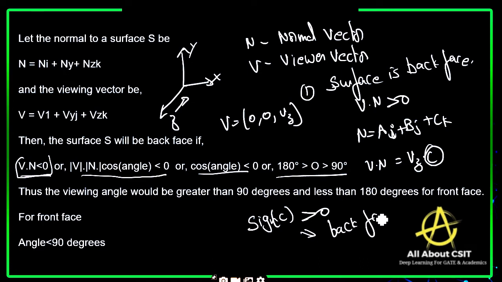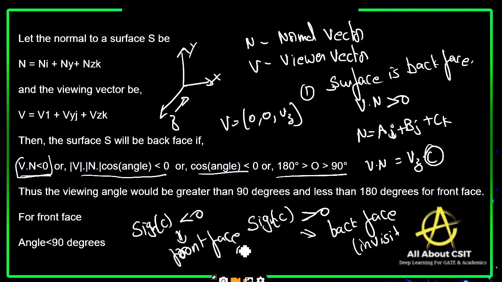That is the invisible part, so you can remove those points. Suppose if the sine of c is less than 0, then it is a front face. Front face means visible part. This is the main aim here.